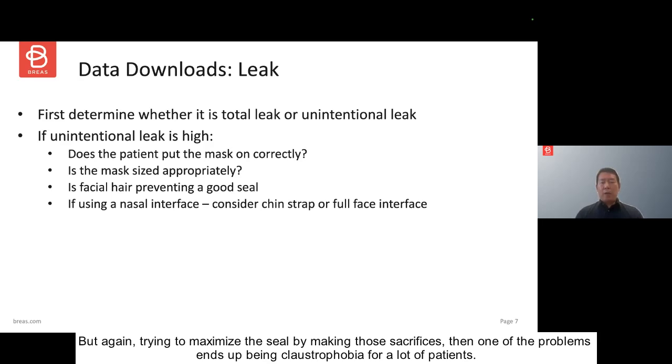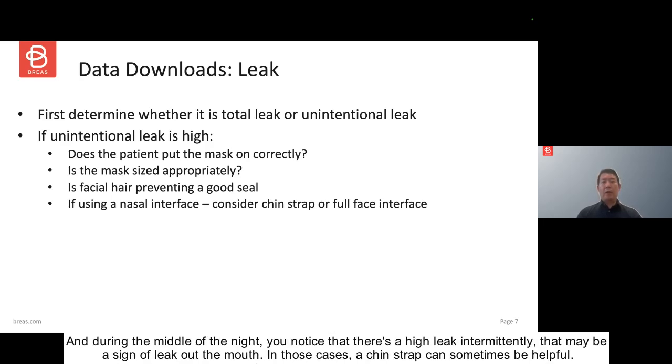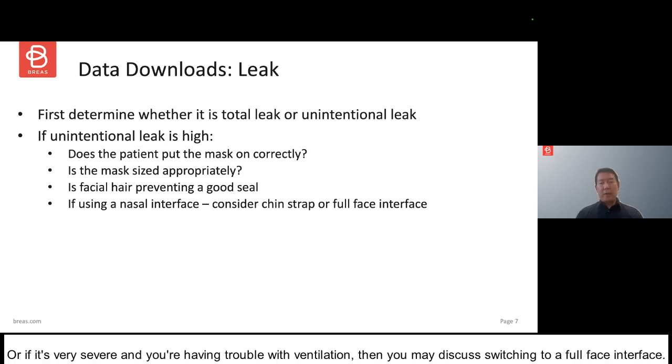And then one of the problems ends up being claustrophobia for a lot of patients when using a full face mask. And so some patients really will only tolerate a nasal interface, and it may be more comfortable for them. So if the patient is using a nasal interface and during the middle of the night you notice that there's a high leak intermittently, that may be a sign of leak out the mouth. In those cases, a chin strap can sometimes be helpful, or if it's very severe and you're having trouble with ventilation, then you may discuss switching to a full face interface.